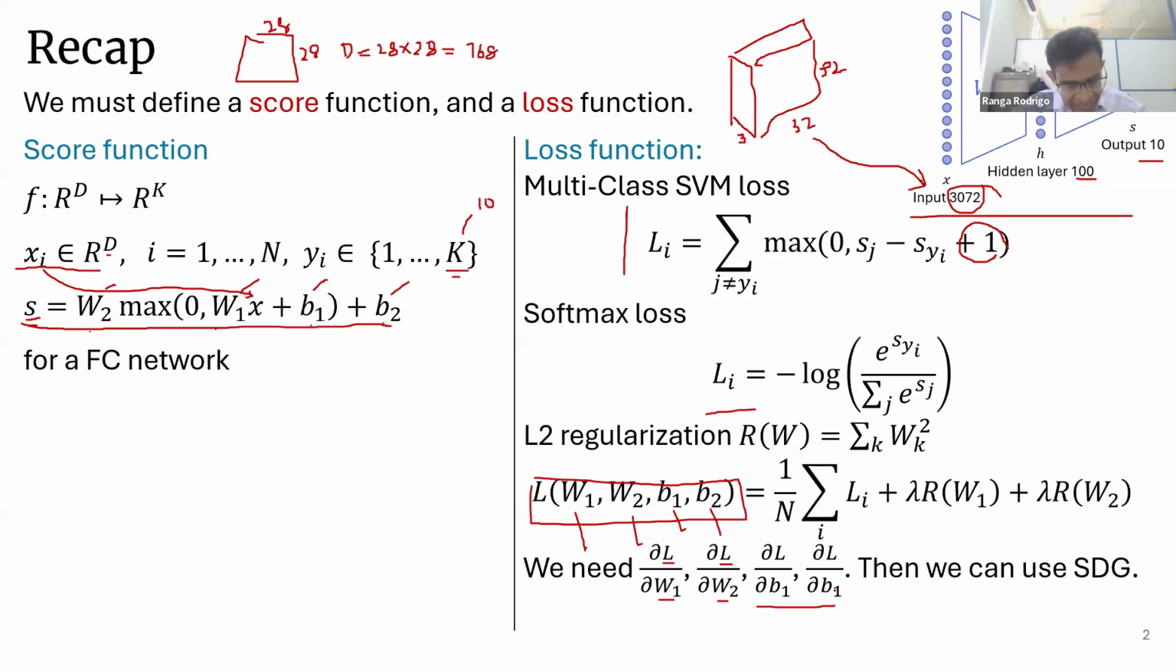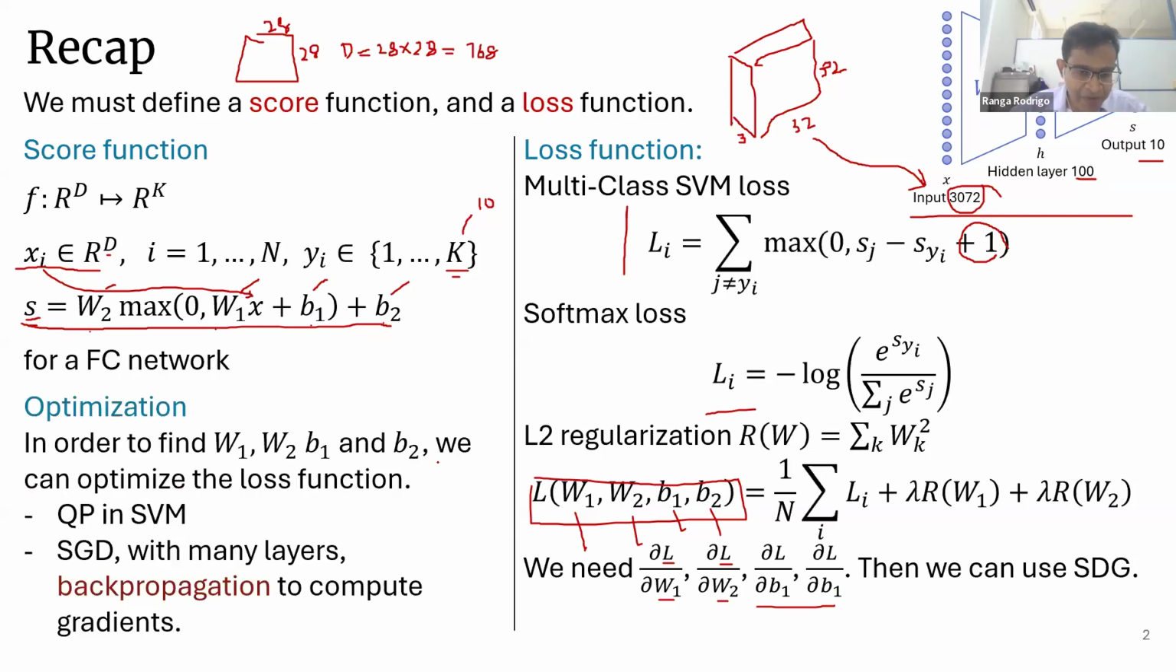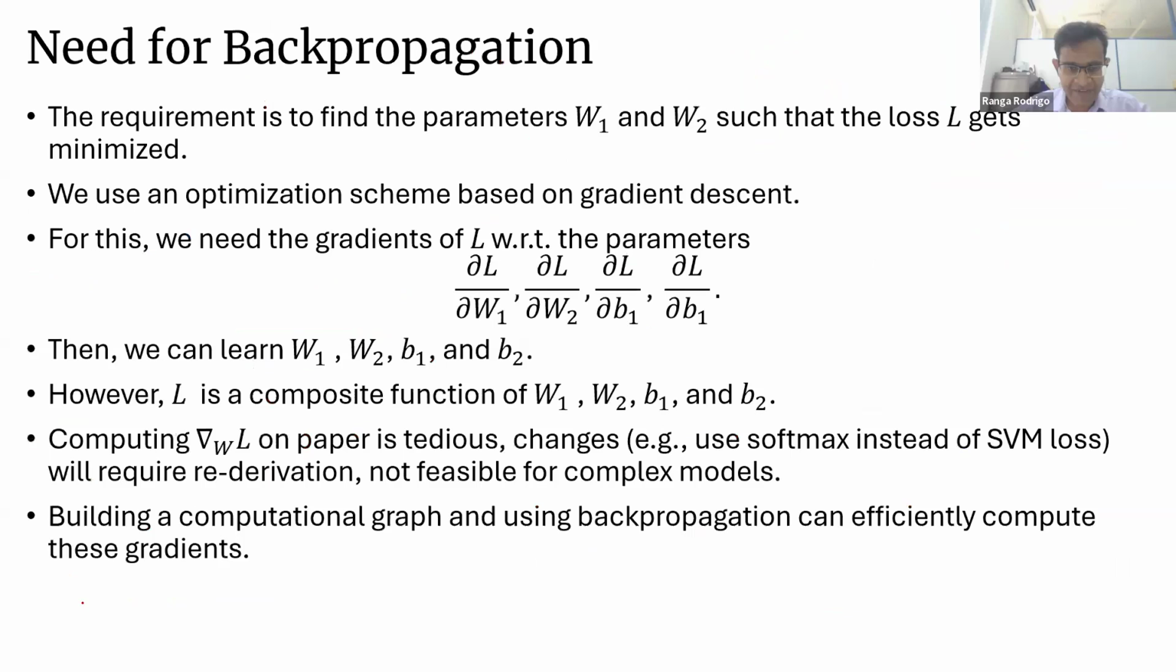Actually, this is called stochastic gradient descent. I will explain that again today. In order to find W1, W2, B1, B2, we can optimize. Sometimes you can use a classical optimizer like quadratic programming in support vector machines, or when you have many layers, we use stochastic gradient descent. For that, we need backpropagation. Okay, so let's see what that means.